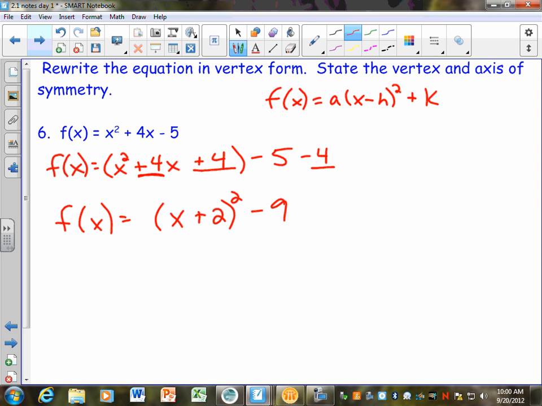No, well, the formula is x minus. This is going to affect our vertex. That's a good question. So, Logan, I need to know what the vertex is. And if normally the formula is x minus h, what does that mean h is if I have a plus sign in there?